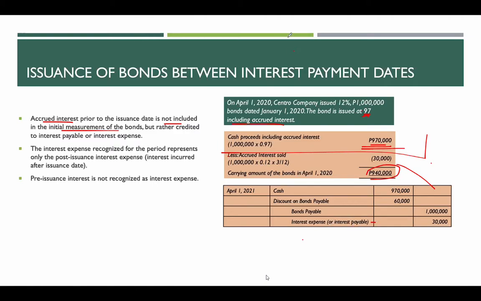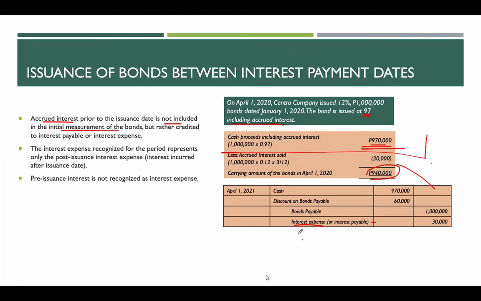Diba, ang accrued interest is a liability account or interest payable. Pero sinasabi dito, pwede na daw natin gamitin yung interest expense account. Kasi credited siya dito, meaning ma-offset siya doon sa debit balances ng interest expense. Kasi dapat ang maging effect niya is hindi siya kasali sa total interest expense na babayaran ng company, at total interest expense na i-report ng company over the life of the bonds.